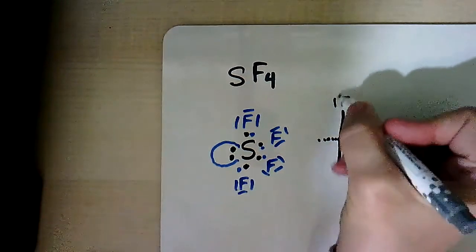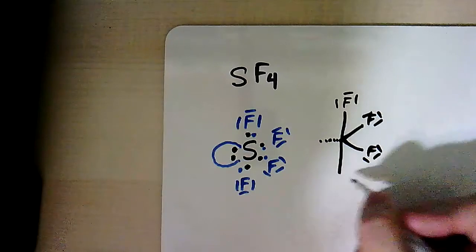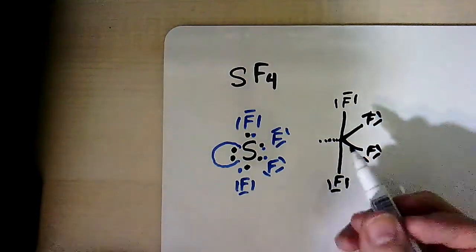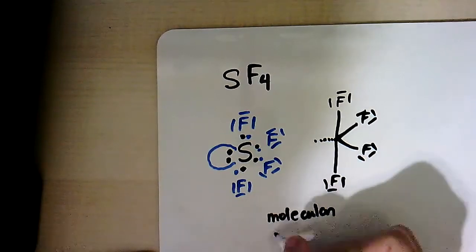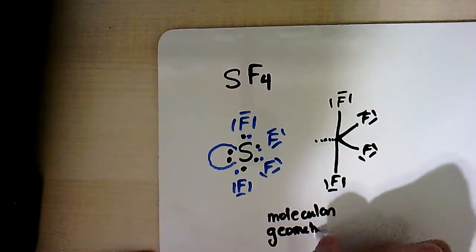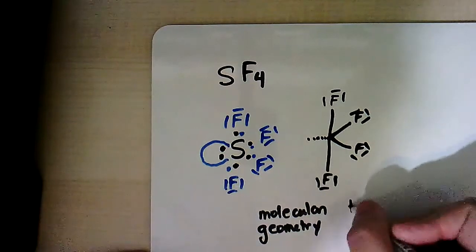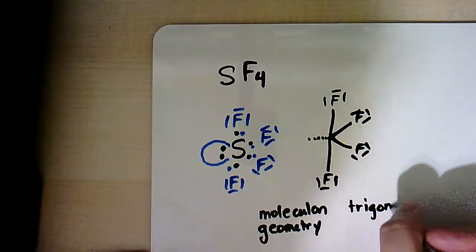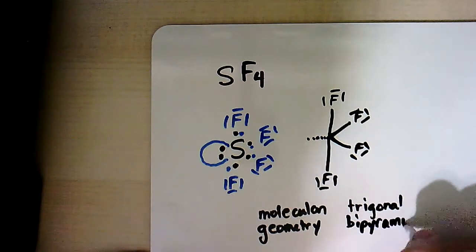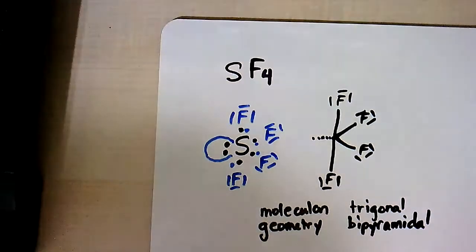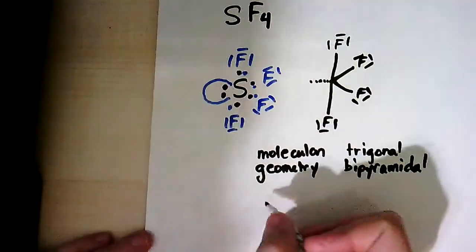So let's just put in the fluorines. I'm going to have you imagine that the sulfur is in the middle there. This is a little cleaner drawing, and you can see that the molecular geometry of this is trigonal bipyramidal. All right, now let's consider the shape, because this has a different shape.